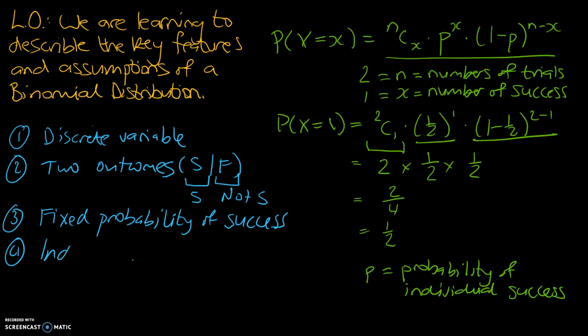Then number 4, they must be independent, and that does relate, 3 and 4 do relate to each other. So the first outcome must not affect future outcomes.